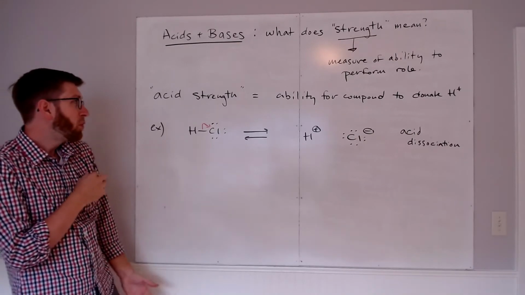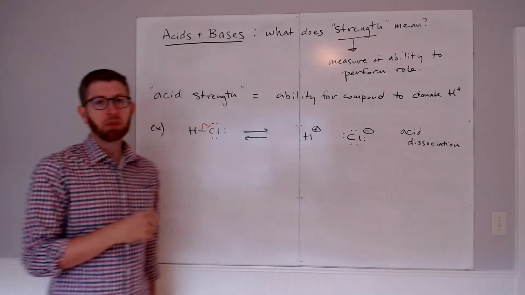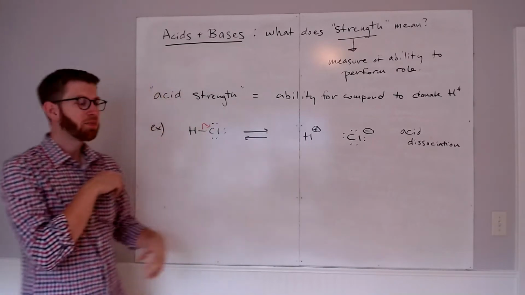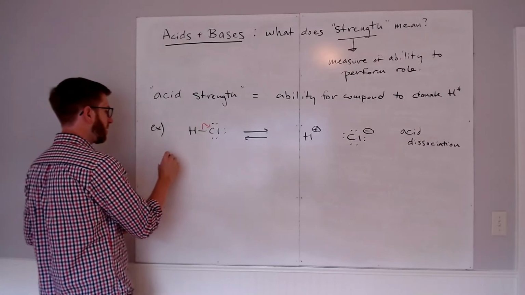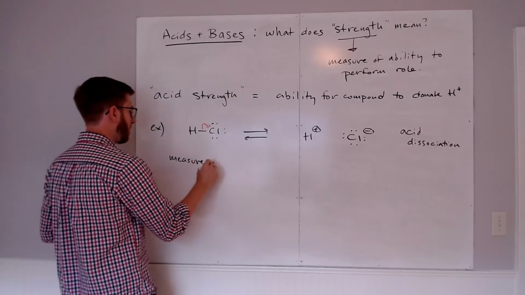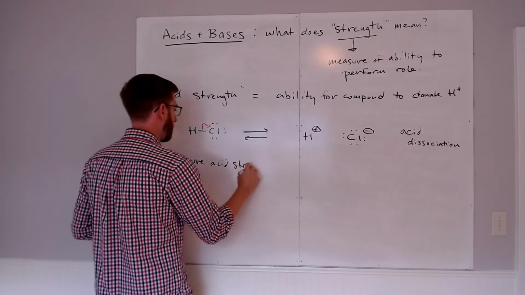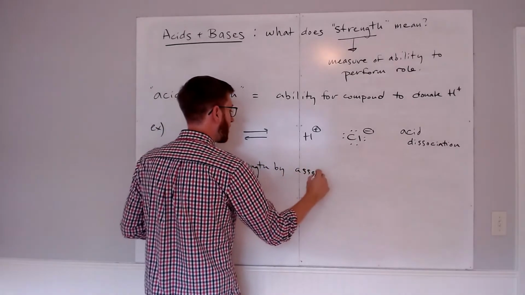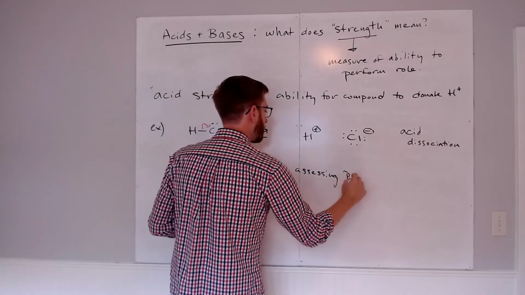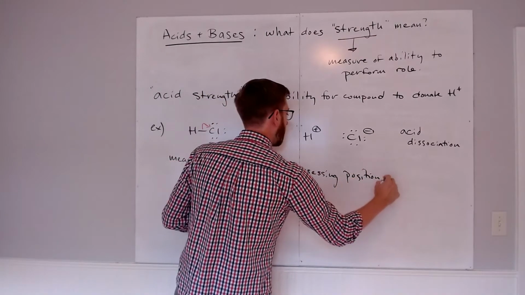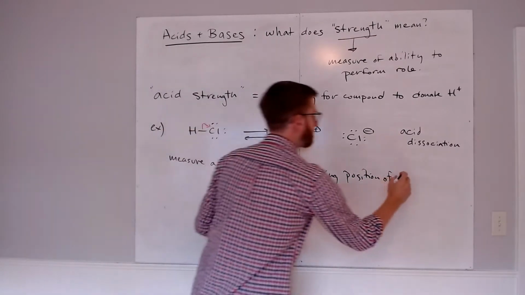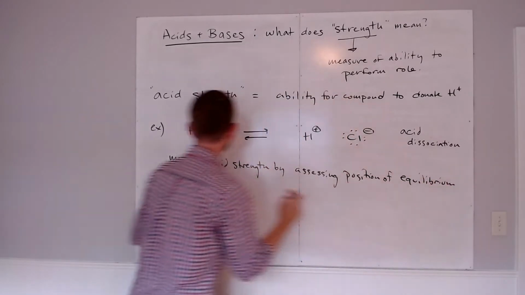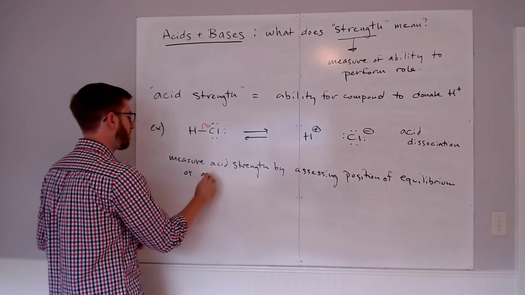So maybe one way we could do this measurement of ability is to just talk about where the equilibrium lies. So we can measure acid strength by assessing or measuring the position of the equilibrium here of our acid dissociation.